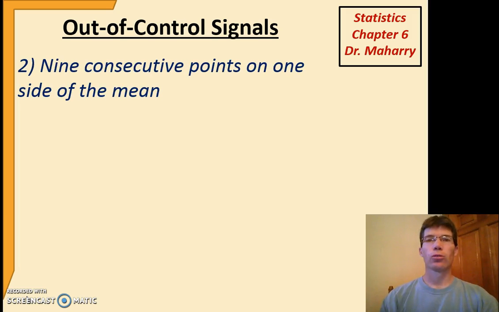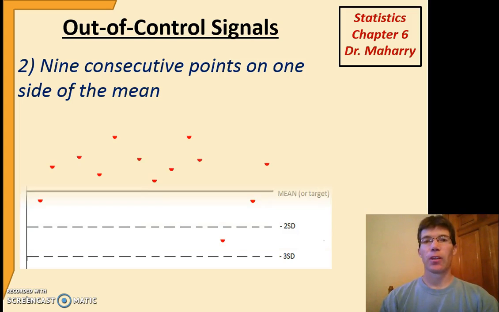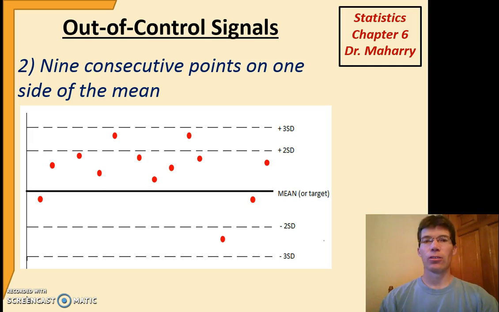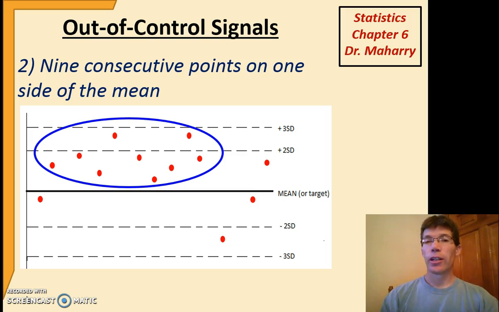The second out of control signal is if you have a run of 9 or more on one side of the mean. So if we look at this data set here, notice we have a string of 9 points in a row that are all on one side of the mean. This is very unusual and would indicate that maybe the mean is off, that the mean is drifting up or down. So this would be an out of control signal number 2.